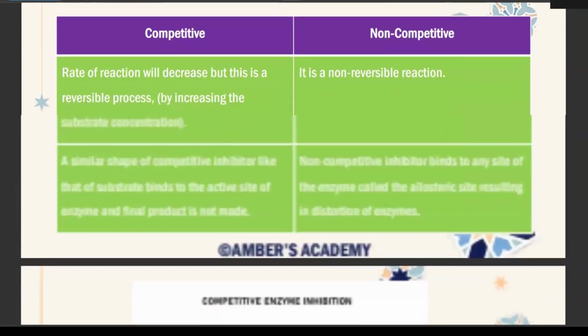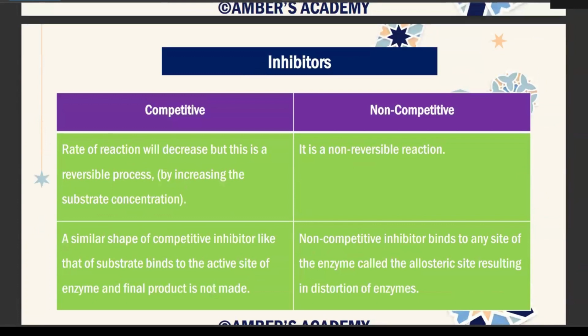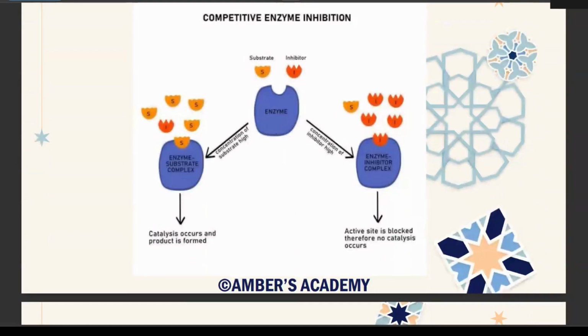Yes. All right. So now let's move to inhibitors. Inhibitors are also a new part for you because you have not studied them in your O levels. Inhibitors are those which try to halt the reaction, or try to stop the reaction by any means. We have two types of inhibitors, competitive and non-competitive. Competitive inhibitors are very easy to understand. If I show you the diagram, it will be much easier to understand.